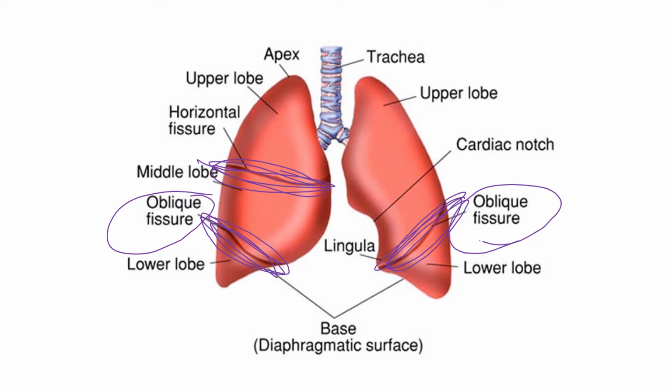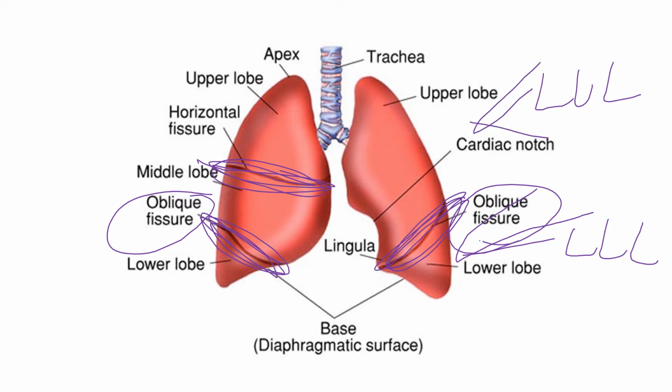When we're looking at the oblique fissure on the left lung, it separates the left upper lobe from the left lower lobe. So down here is the left lower lobe, up here is the left upper lobe. You can even see this if you do a cadaver lab, or if you do the pig lungs, you'll see that the fissure is what separates those.